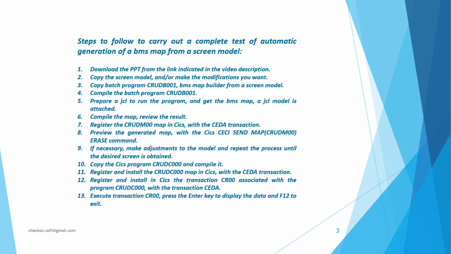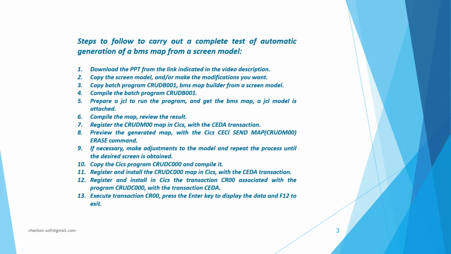Steps to follow to carry out a complete test of automatic generation of a BMS map from a screen model. 1. Download the PPT from the link indicated in the video description. 2. Copy the screen model and/or make the modifications you want. 3. Copy batch program CRUB001, the BMS map builder from a screen model. 4. Compile the batch program CRUB001.